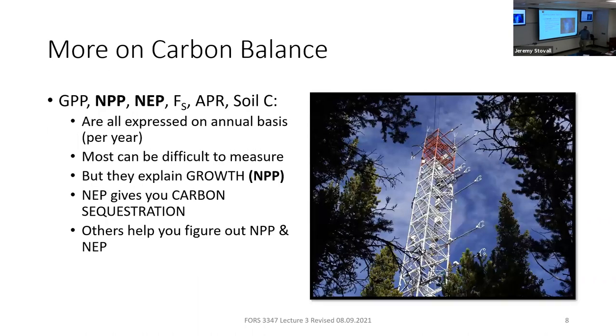Okay, and how we quantify them, this is one of those big cell towers I was talking about that's measuring concentrations of gases in the air and wind speed to sort of predict that. All these numbers, we can express them on an annual basis. So we can think about this as metric tons of carbon per hectare per year, or 2,000-pound short tons of carbon per acre per year. We often think about them on a per year basis. They're difficult to measure, but understanding them is going to give you a bunch of different information.